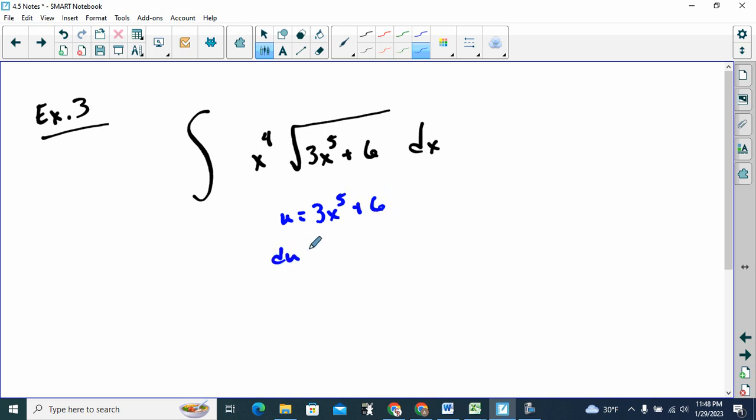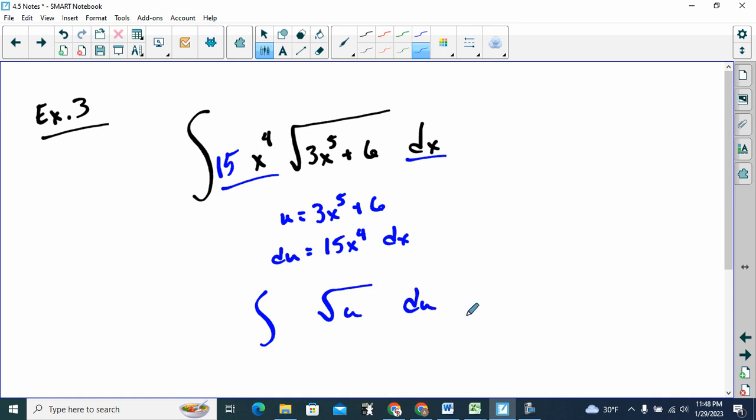So that our du is equal to 15x to the 4th dx. I've got square root of u. 15x to the 4th dx is equal to du. When I filled in that 15, I also need to multiply by 1/15th to cancel out the times 15.